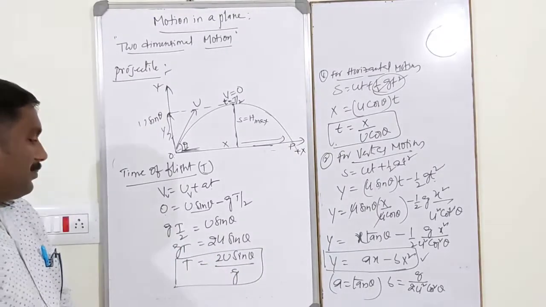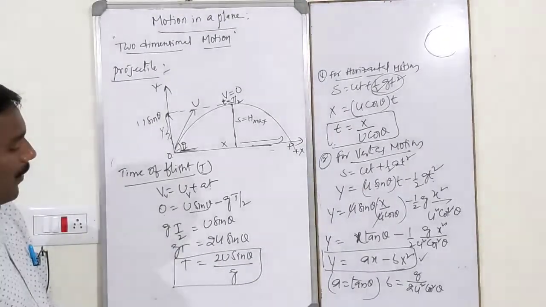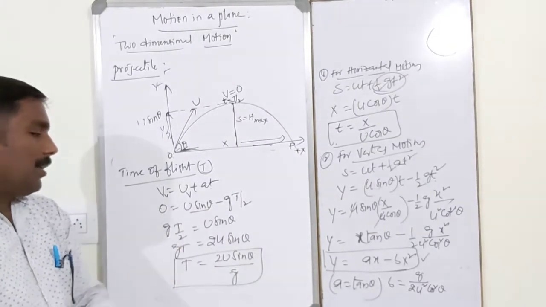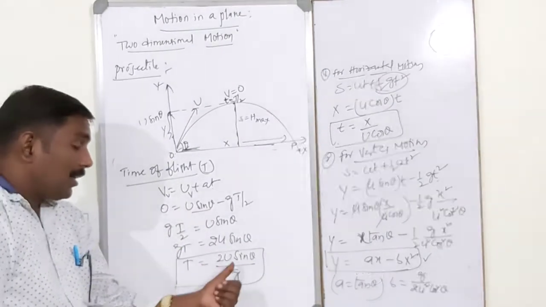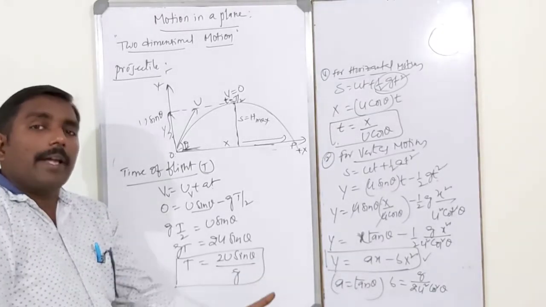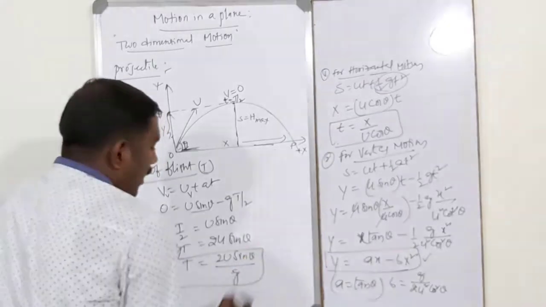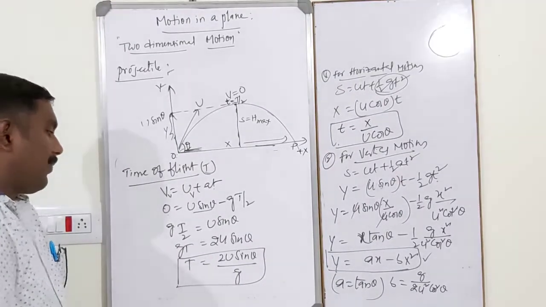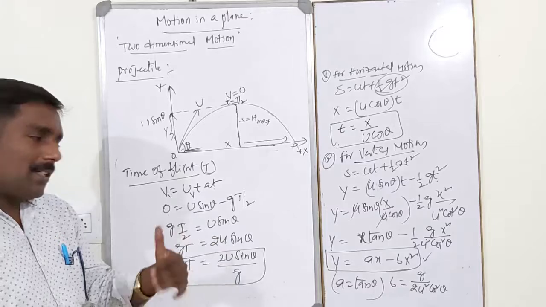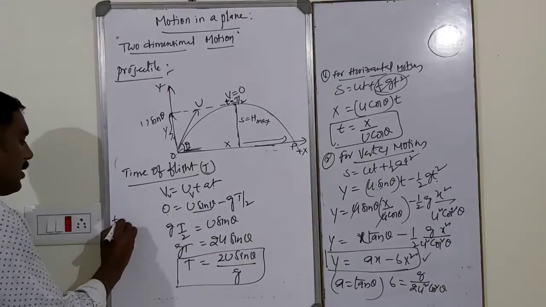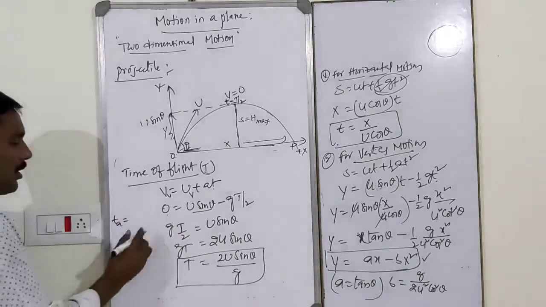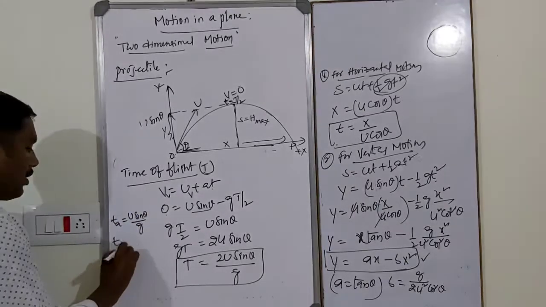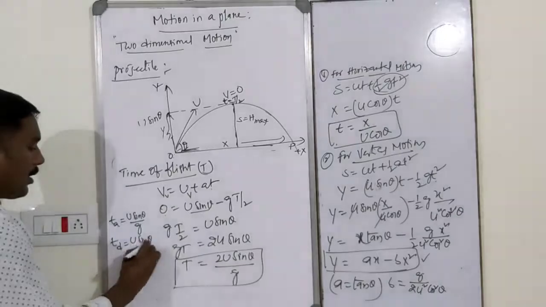For what angle is the time of flight maximum? When sin theta is equal to 1, that means theta is equal to 90 degrees. So for 90 degrees, the time of flight is maximum. This is the expression for time of flight. The time of ascent of the projectile is u sin theta by g. The time of descent is also the same, u sin theta by g.